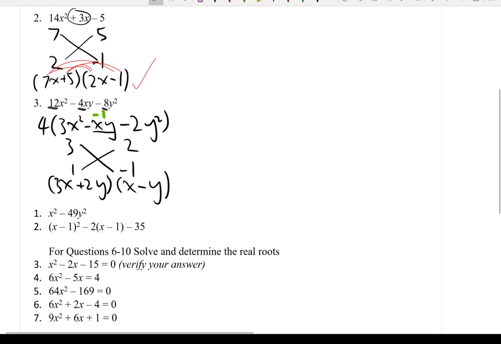Anyways, let's check that I've done it correctly. 3x squared, that's correct. And then we have minus 3xy, and then plus 2xy, which will result in minus xy. And then we have minus 2y squared, so that is also correct. This one is question 4.